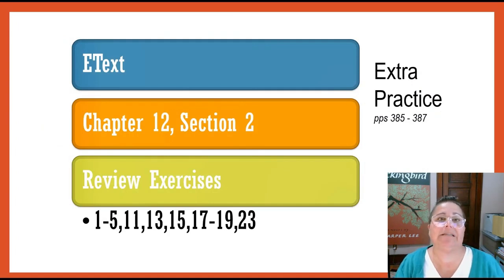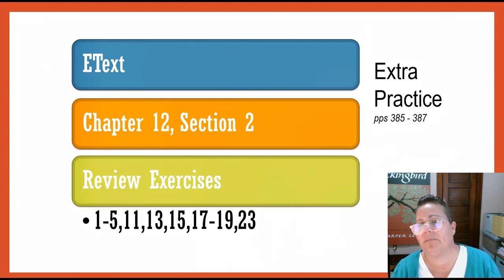There is extra practice in your e-textbook. This is chapter 12, section 2. And again, because we are sticking with just ordinary annuities, you are going to want to be careful about the problems you do in those review exercises. Please stick to 1 through 5, 11, 13, 15, 17 through 19, and 23. There is extra practice in your physical textbook. I believe those are pages 385 to 387. If the pages are wrong, it's still the review at the end of section 2 from chapter 12.